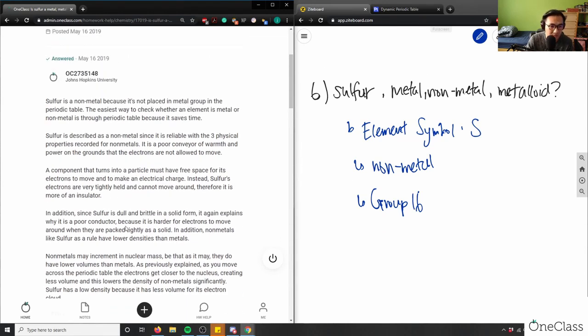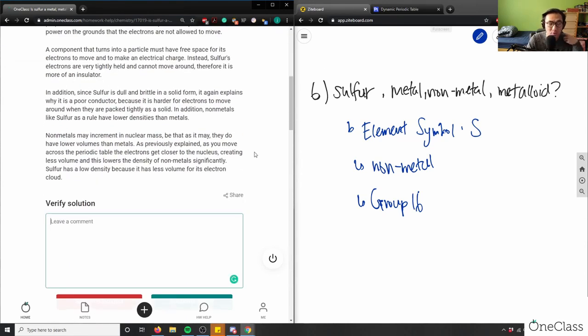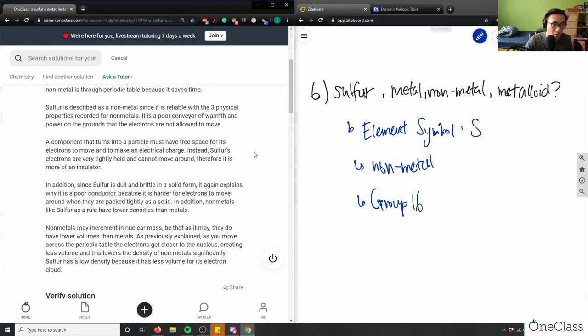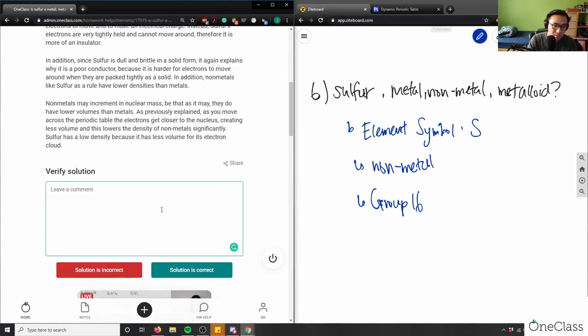So this answer is good because it's using physical and chemical properties to determine if it's a metal or a non-metal. Remember, if it's a metal, you have physical properties such as ductility, malleability, and luster. You have all these metal properties specific to metals, and sulfur doesn't have those properties. Metals are solid at room temperature. Sulfur is a gas at room temperature, right? So all of these physical properties determine that this here is a non-metal. So this here is a great solution.